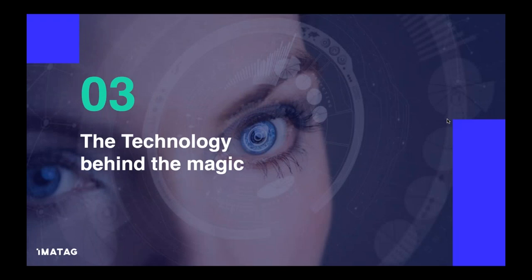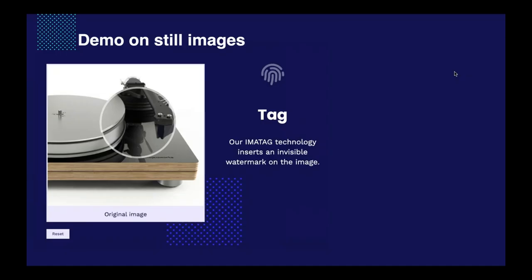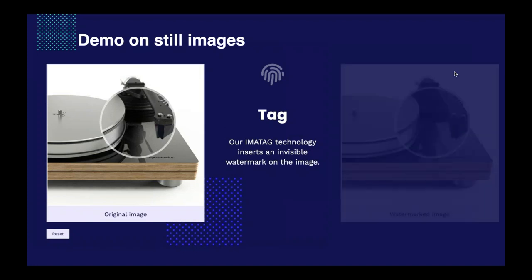So what do we do here at IMATAG? How do we solve this issue without interfering in the streamline and workflow of how you create and share content? Let's see the technology behind the magic, and I'll show you an example of how it works with images. We take an original image. Here it's actually a rendering of a product to be launched, and we put an invisible watermark on it.